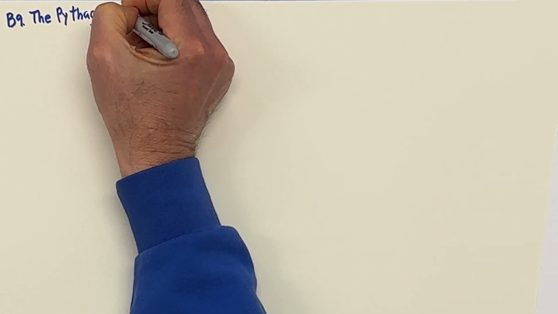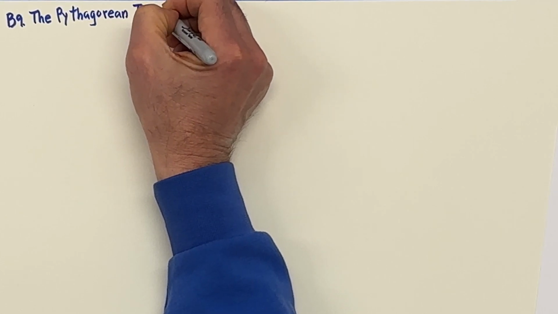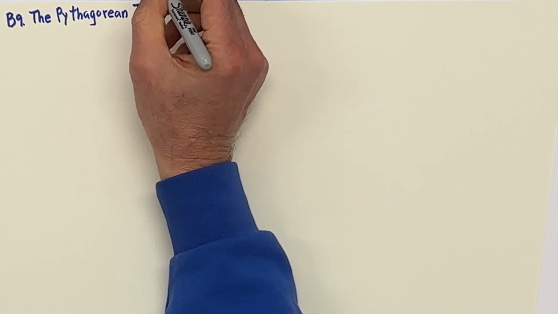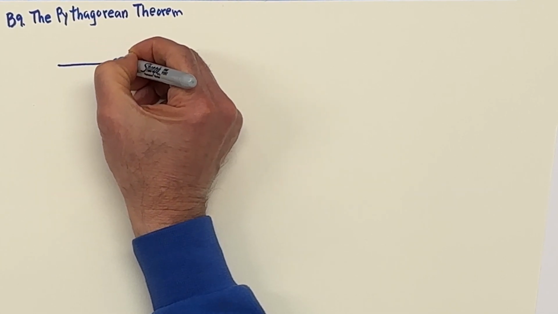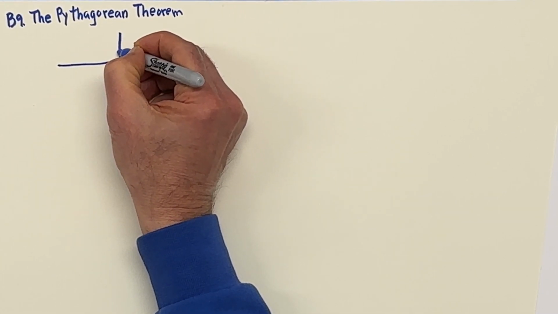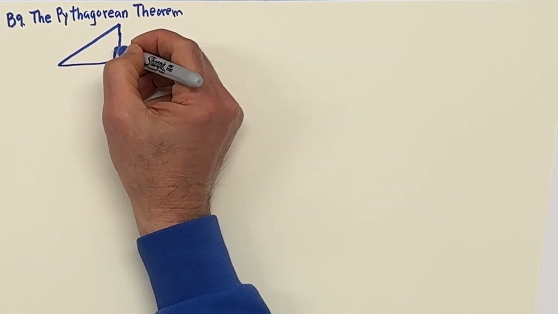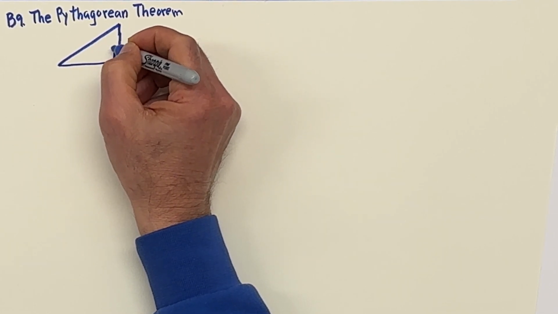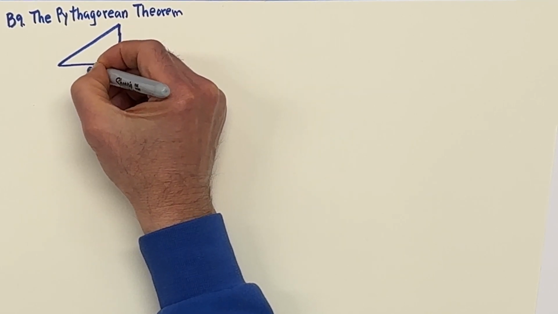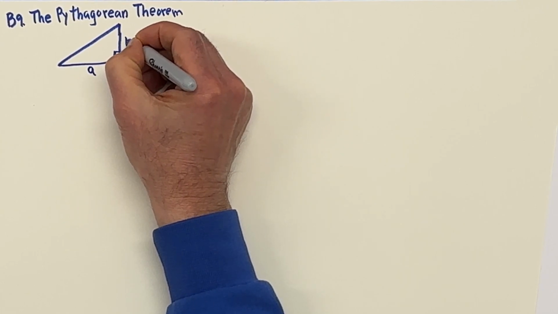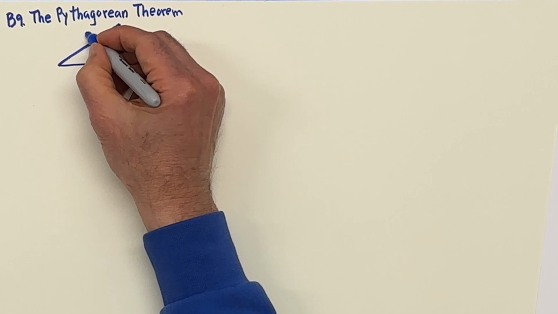Pythagorean Theorem. Now, this theorem deals with a right triangle. So one angle is 90, and we want to relate A, B, the two sides here, other than the hypotenuse, relate those to the hypotenuse.